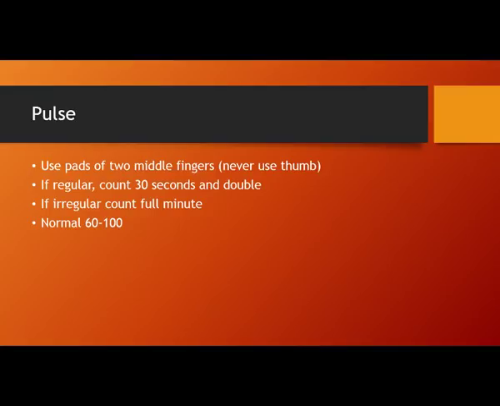Normal pulse is anywhere from 60 to 100. Less than 60 is called bradycardia. More than 100 is called tachycardia.